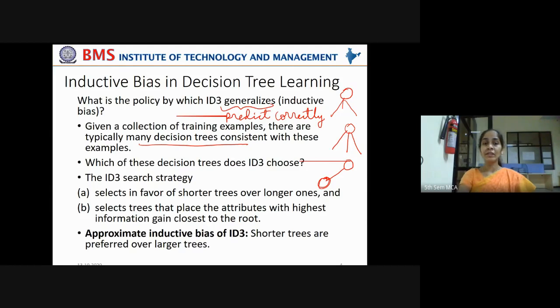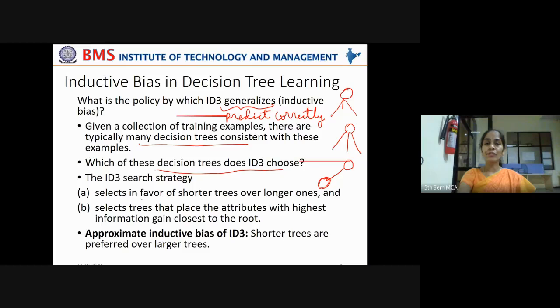Now, what is the question? Which of these decision trees does ID3 choose? Which of these possible decision trees does the ID3 algorithm choose? What we have here is lots of solutions. All are correct. Now, which one to choose? That is the problem. Which of these decision trees should be chosen by the ID3 algorithm? What is the strategy followed by ID3 search? What is the plan? What are the factors considered by this ID3 algorithm?